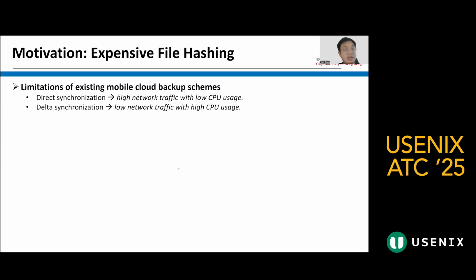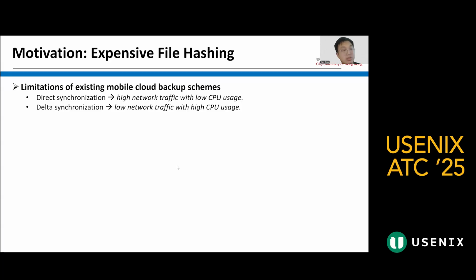But existing cloud backup applications on mobile devices have some limitations. For example, if we use the direct synchronization scheme, it directly uploads the file data to the cloud server. For large files, even with slight modifications, it still needs to upload the whole file. It will introduce high network traffic, of course, but its CPU overhead is relatively lower.